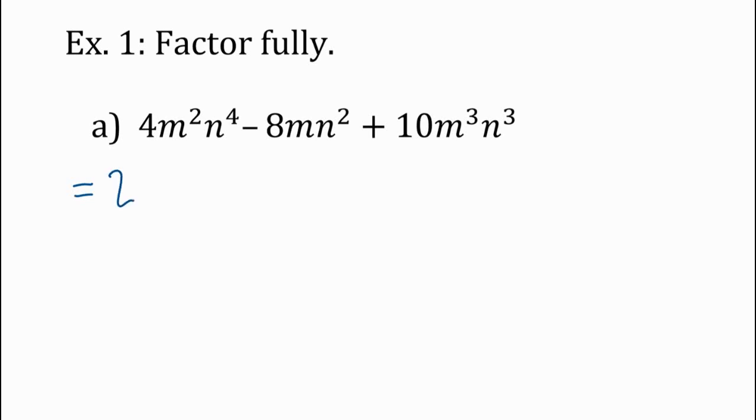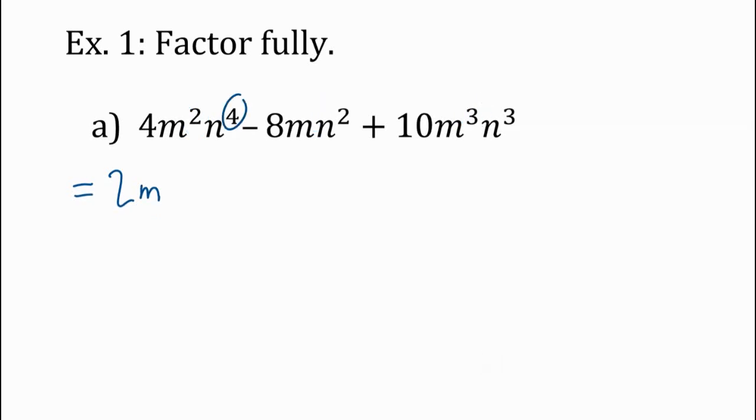The biggest number is 2, so that's the one I'm going to take out. Always take out the biggest. Then I'm going to look at the m terms, and I'm looking at their exponents. Again, I want to take out the biggest that I can take out of all of them, which turns out to be the one with the smallest exponent. In this case, that's a 1. So I can pull out m to the 1, and we don't write the 1. And then same thing for the n's.